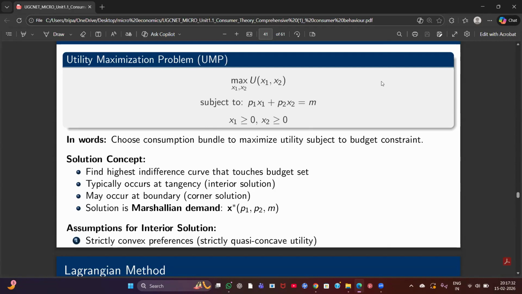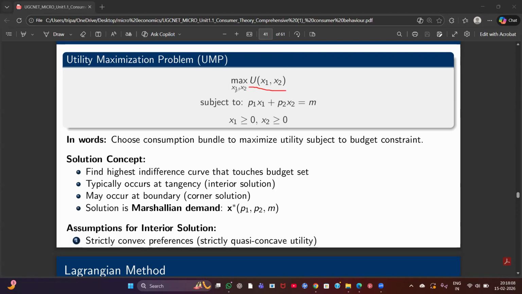So we'll start with the utility maximization problem. As the name suggests, in this problem the consumer is maximizing utility, and the utility function is represented by the function u. This u function depends on the quantity consumed of the first good and the second good. This is the objective function. The consumer's objective is to maximize this utility function. Here x1, x2 are the arguments of this function.